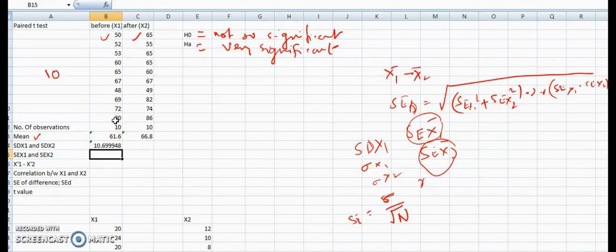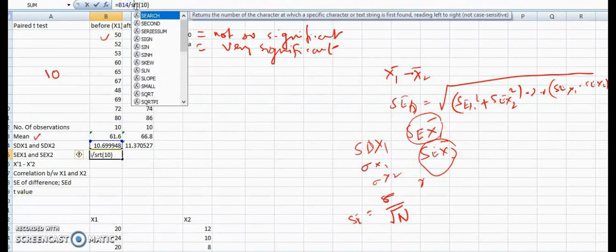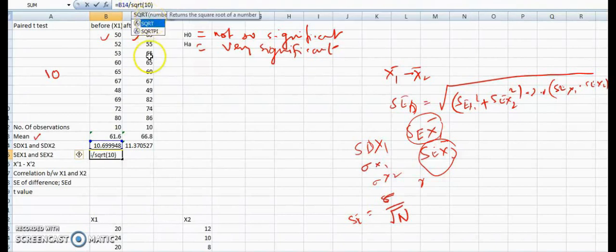Here in Excel you can directly get it like this. Okay, so this is the standard deviation. The standard error of the mean is equal to the standard deviation divided by the square root of the number of observations that was made. So some error has occurred. We can directly write here 10. Oh no, this is the error, square root, SQRT. So this is the value.